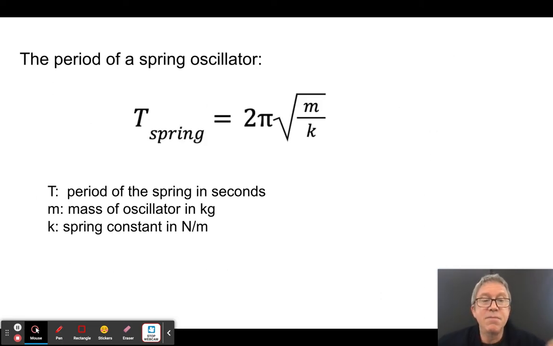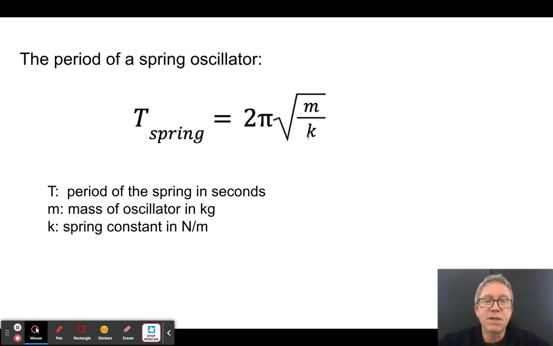So now here's the big equation of today. This is the equation for the period of a spring oscillator. And you do need to memorize this one for our next test. But you only have 2 equations to memorize for our next test, so don't come belly aching to me. The period of a spring is equal to 2 pi, which is just a constant, times the square root of this fraction, mass over spring constant.